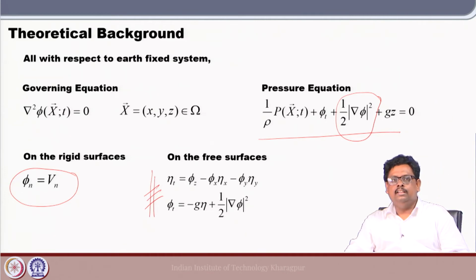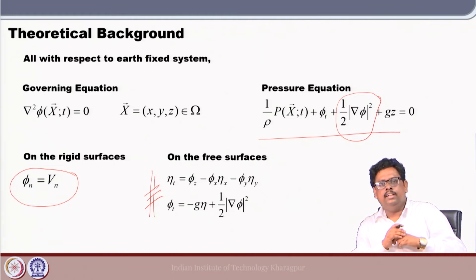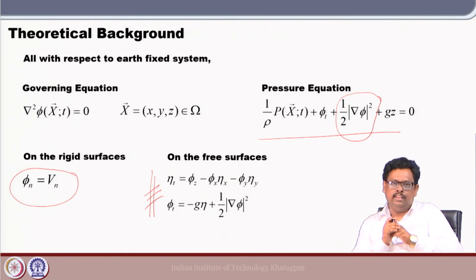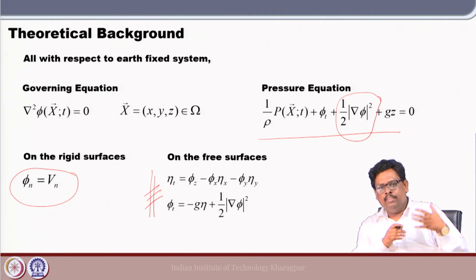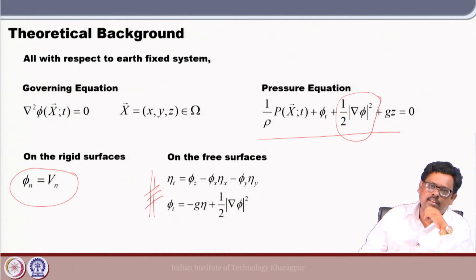However, if I define the whole problem in earth fixed system, then we really do not ignore the second order term over here. So, therefore, we could say that this method is neither linear nor non-linear, you can say it is a quasi linear formulation.